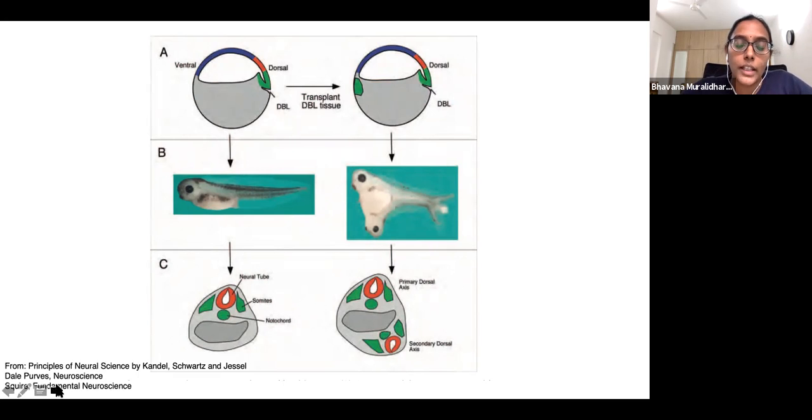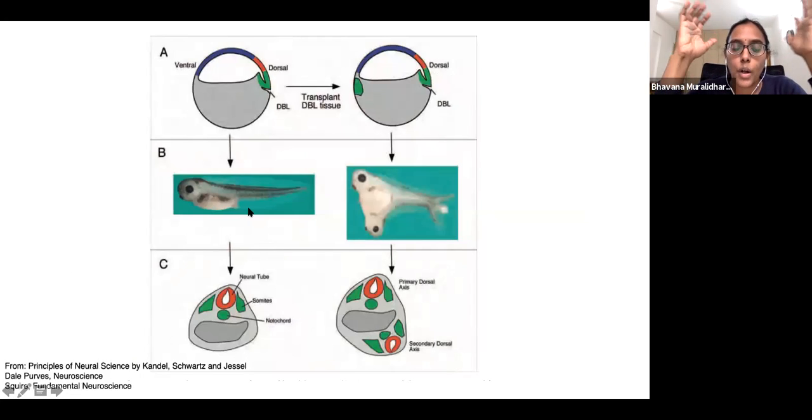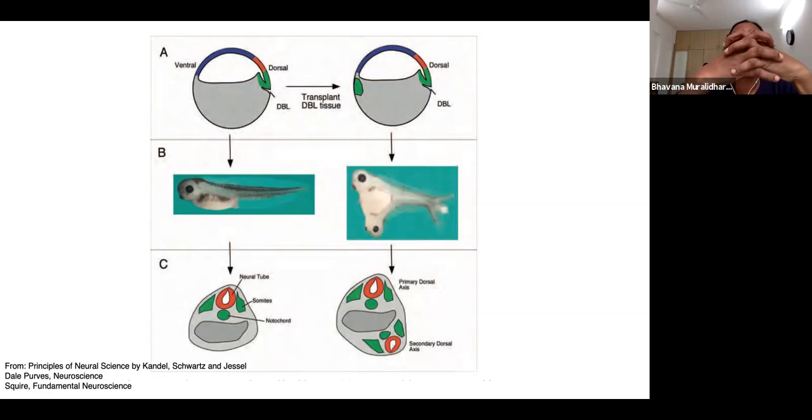So what I really want to tell you here is that what patterns the entire embryo initially is some of these organizer centers. And one classic organizer center is the Spemann organizer, with which you can actually duplicate axes in the developing embryo, and create dual neural tubes as well.